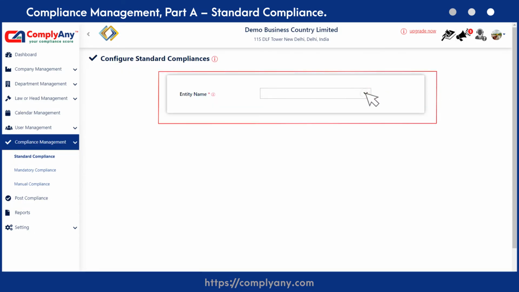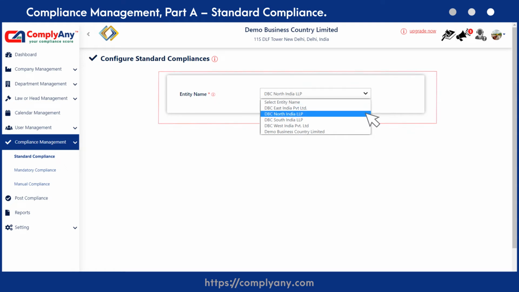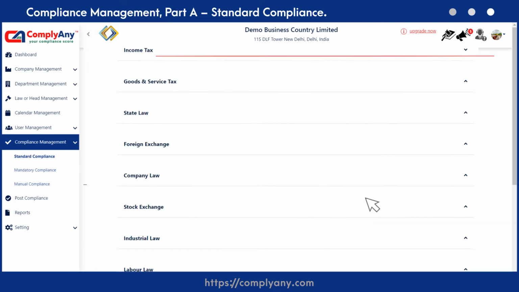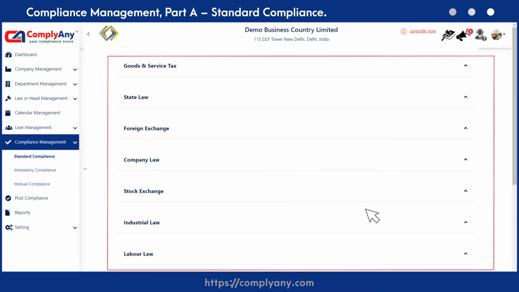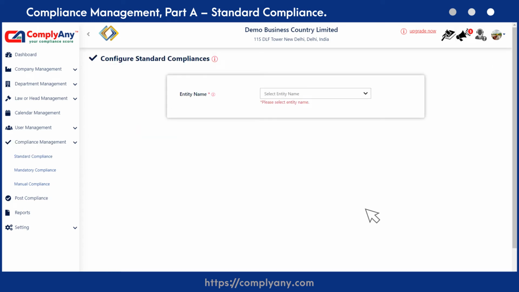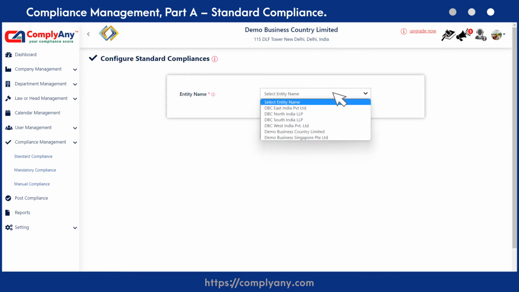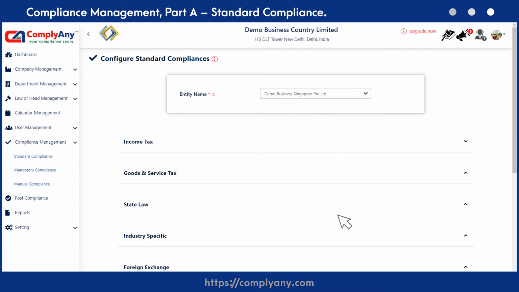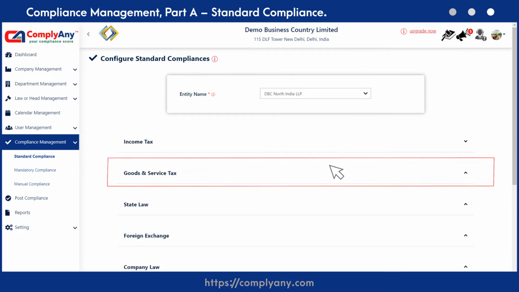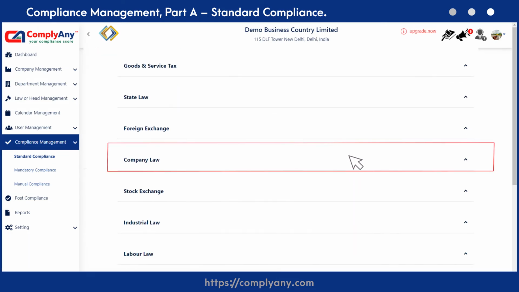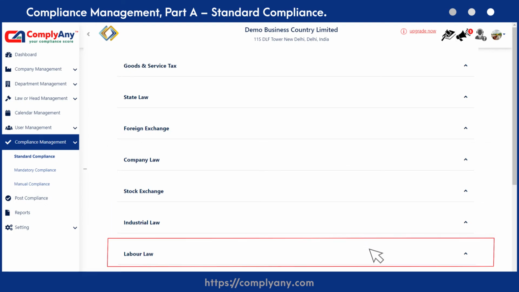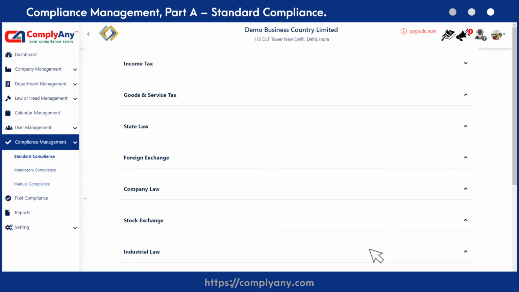Select the entity name for which the standard compliance is to be created. After selecting the entity, the system will show the names of laws based on the country of the entity. For example, if the entity country is India, it will show laws and compliances applicable in India. Similarly, if the entity country is Singapore, the system will show compliances as applicable for Singapore. Let's select an Indian entity. It is showing income tax, GST, state law, company law, industrial law, labor law, and industry-specific law.